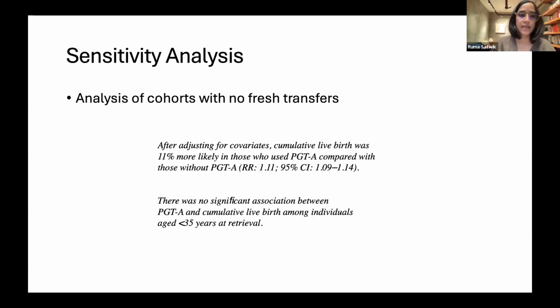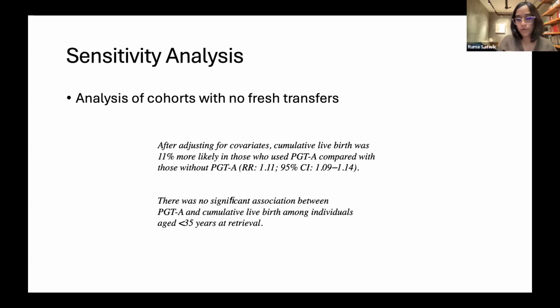They also do a sensitivity analysis, which is analysis of cohorts with no fresh transfers after adjusting for covariates, for cumulative live births. So here they are looking at what happens when, because PGTA women all underwent frozen cycles, what happens when non-PGTA women, and we eliminate the ones who underwent fresh transfer, but only take those who went through freeze-all and subsequent transfer cycles. And they find that there is a difference, right? In favor of PGTA. They are saying it's 11% more likely. Again, this difference is valid in age groups more than 35, but not less than 35.